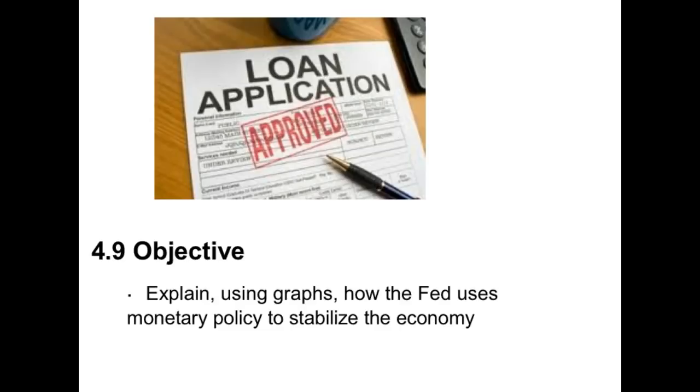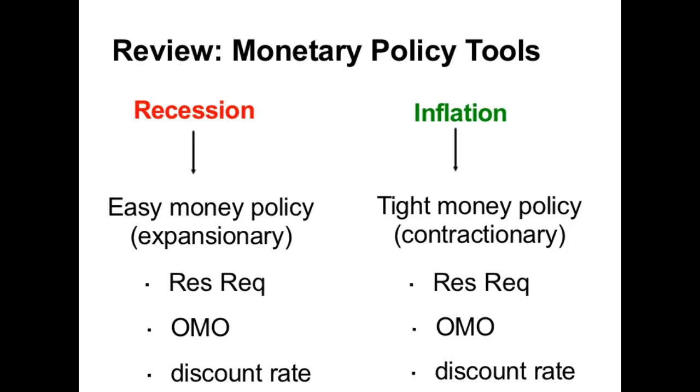And as you can probably imagine, the next step after this is bringing back in fiscal policy and looking at that combination. So what can the Fed do and what can Congress do? So to review really quickly, these are the monetary policy tools. To fight inflation, the Fed can use an easy money or an expansionary monetary policy. That's all easy money means. It means that the money supply is being expanded.